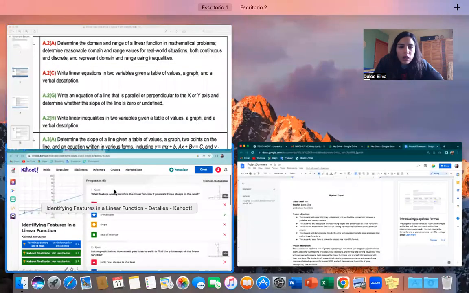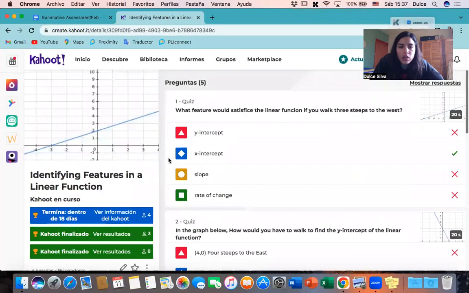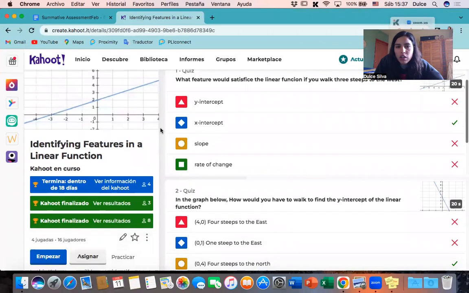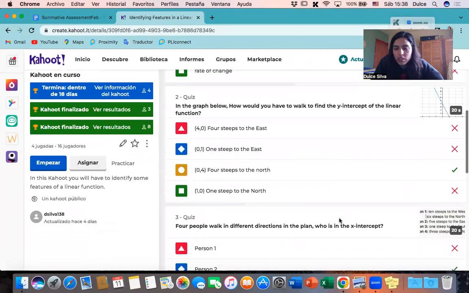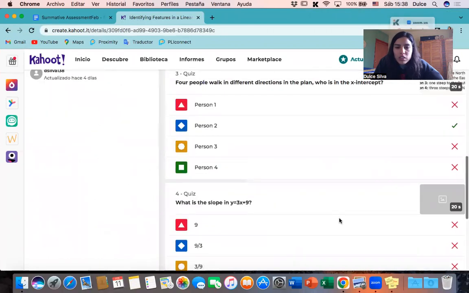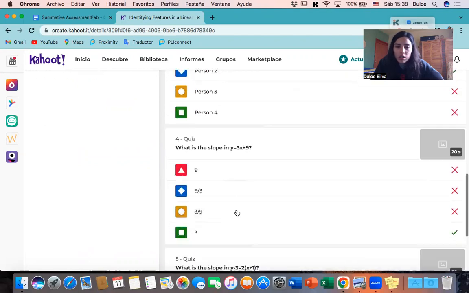Also, we could use this kind of activity in Kahoot that could help the students identify the features in a linear function. For example, if it is given by a graph, or if it is given by a table, or just by a statement, or also if it is given by an algebraic expression or a linear equation.